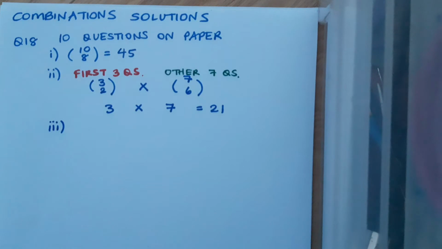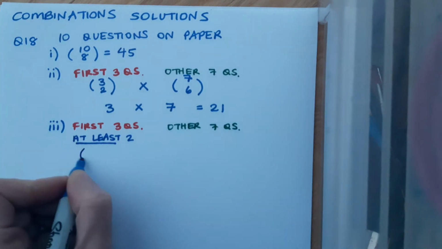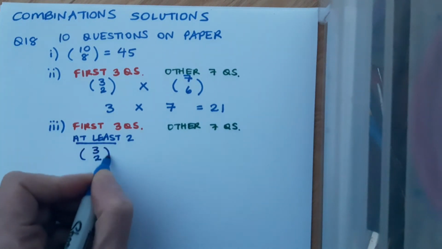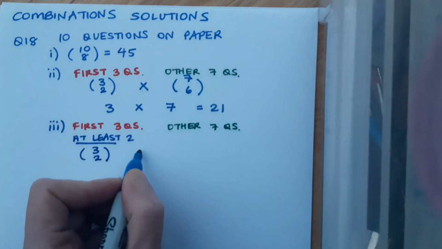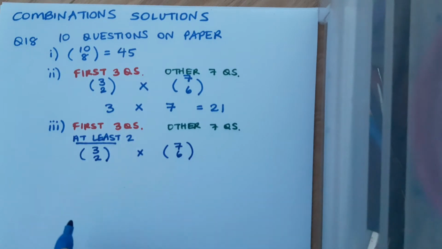On to part 3 of the question. Again, they're breaking the paper up into the first 3 questions and then the other 7 questions. And they're saying that I must answer at least 2 questions from those first 3 questions. So there's a couple of different scenarios that are possible here. I could decide to choose 2 questions from those first 3 questions, in which case I'd have 3 choose 2. And if I'm doing that, then I'm choosing 6 questions from the remaining 7.